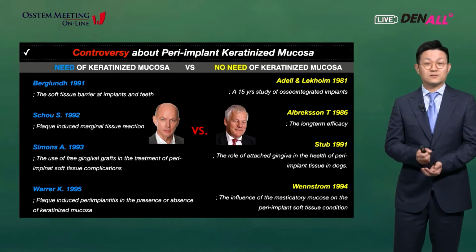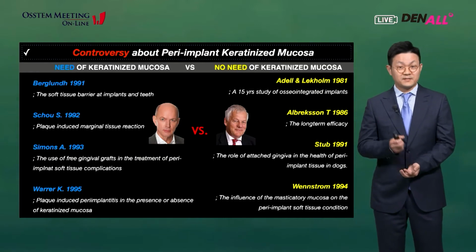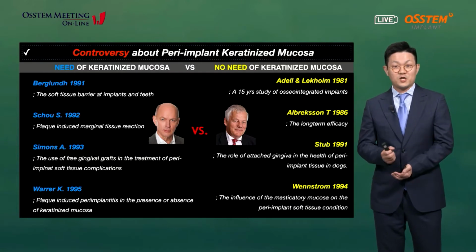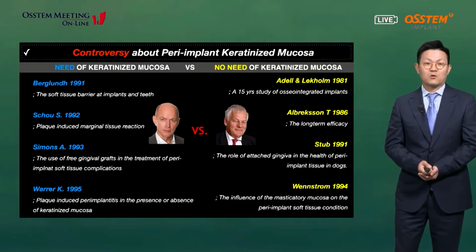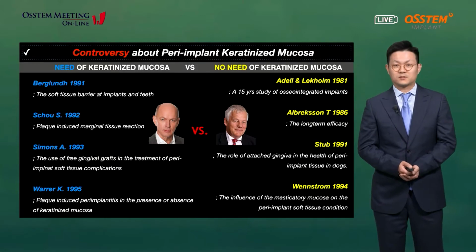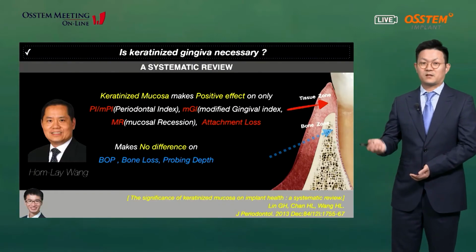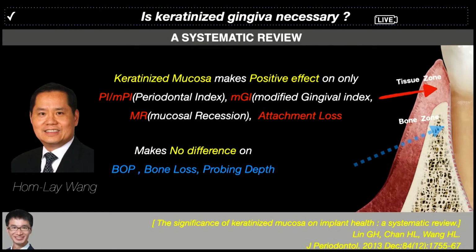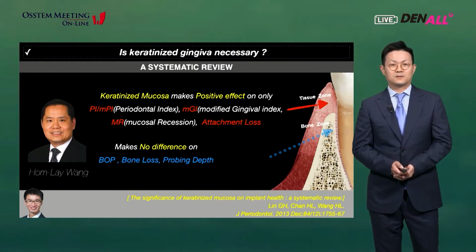Actually, numerous authors have been debating the necessity of a peri-implant keratinized gingiva over many years. In this situation, a systematic review article can be a very reliable source. In this systematic review, Wang suggested that keratinized gingiva has a positive effect only on the soft tissue zone, but there's no difference in the bone zone. So there's no difference in BOP, bone loss, or probing depth.